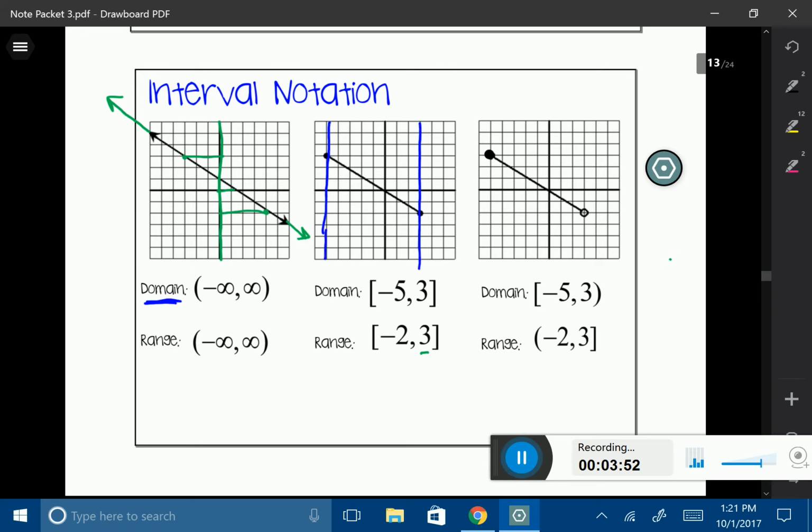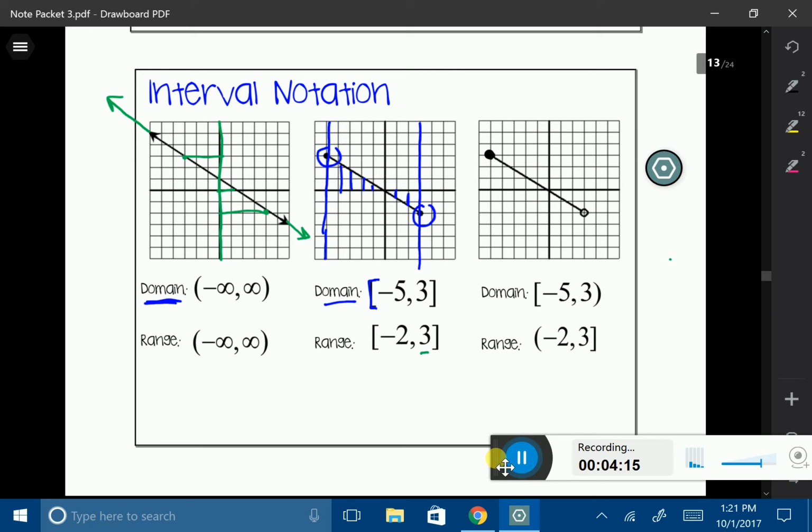So my domain exists everywhere between these two points, meaning every single one of these points is going to have a corresponding domain value. Since those two points on the end are filled in, that means it also includes those two points. And therefore, I'm going to represent my domain value by these little brackets, which mean "include."